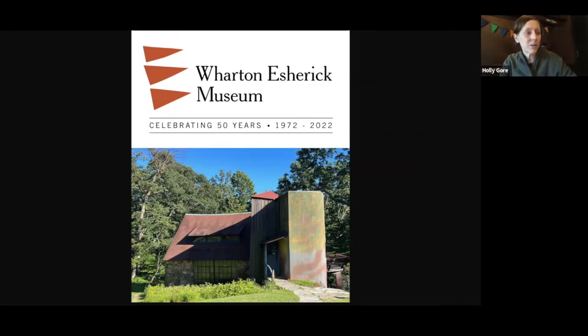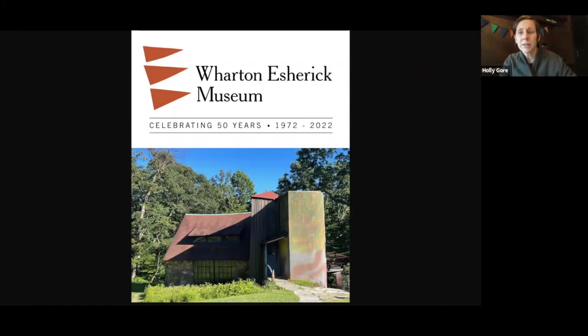1967 was also the year that Wharton Esherick's longtime partner, Miriam Phillips, moved to the studio. She moved there, she cared for him, and then she actually stayed on for 2 decades after his death, living there as the museum's first curator. And so the time and place when these plans for the museum started to gel are the setting for today's talk.